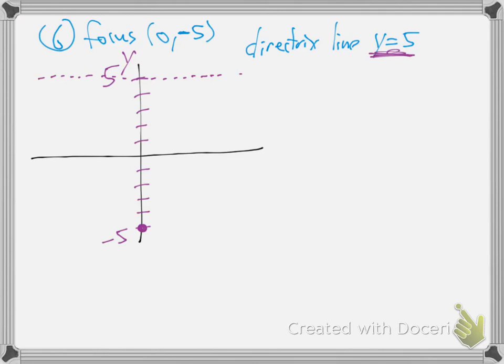Now which way is the parabola going to go? It always goes towards its focus. So it's going to go down. But from where? The directrix line has to be the same distance from the focal point, so you know it's right in the center. It's right in the middle.